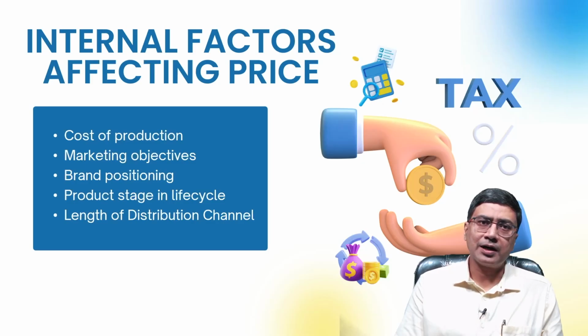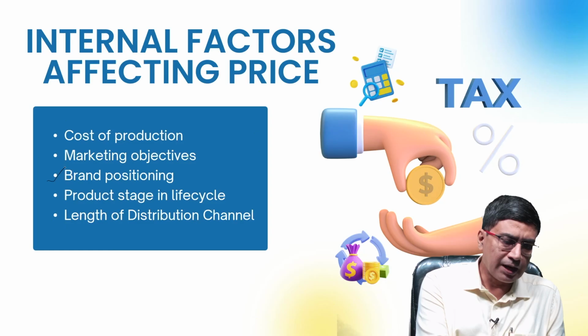Second one is marketing objectives. Marketing objectives relate to what kind of STP strategy the company is going to opt for or has already opted for, and accordingly the segment which you want to target and the image which you want to create in terms of positioning is going to be a guiding force for what price you may charge to the market. This is what marketing objectives are.